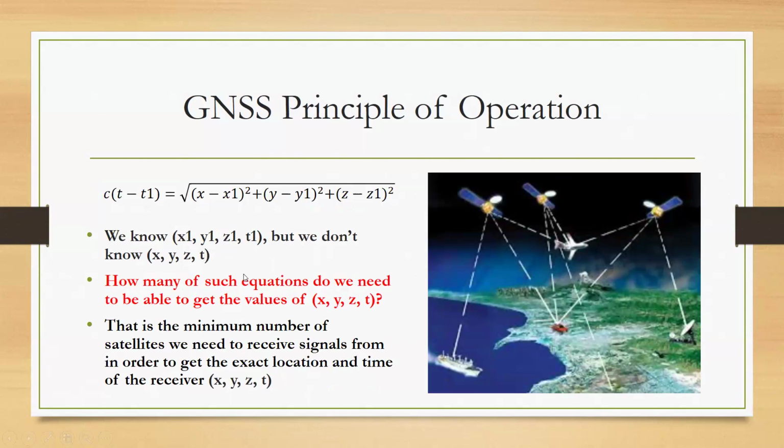So I want to ask the question now. It's just a bit of elementary maths. How many of these kinds of equations do you think we need? If I want to solve for the exact values of X, Y, Z, and T, I know every other thing in that equation, but these four parameters I don't know. If I want to know the values of those four parameters, how many such equations do you think we need to accurately determine the values of X, Y, Z, and T?